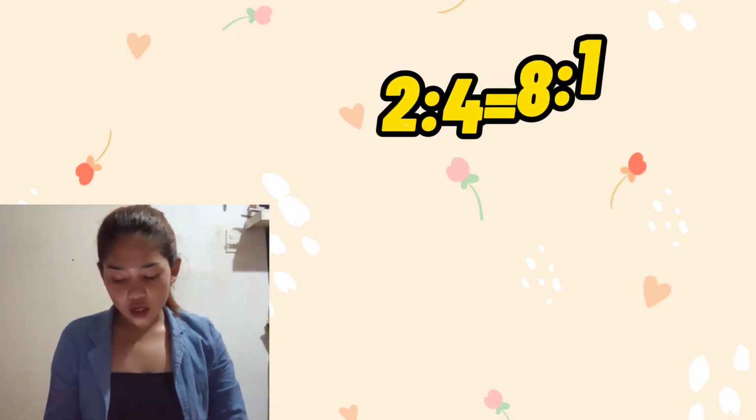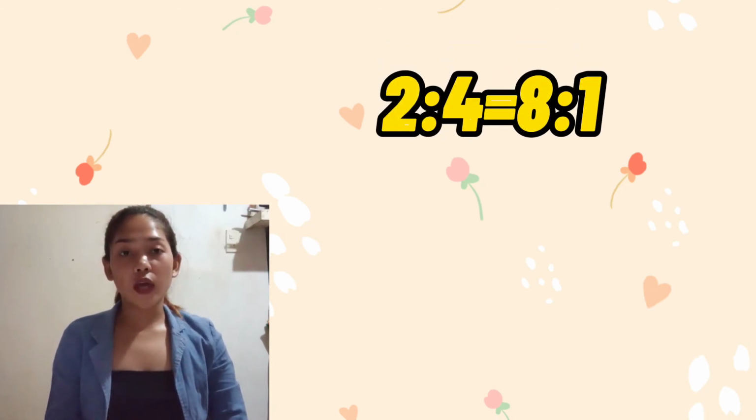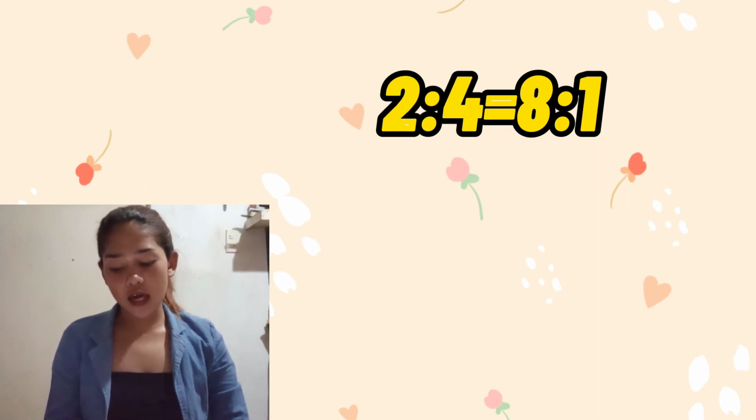Okay. So, mahimo na siyang so atong given kay 2 is to 4 is equal to 8 is to n. So, ang n kay 1. Okay? So, mahimo na siyang 2 is to 4 is equal to 8 is to 1. Okay? So, di ba?